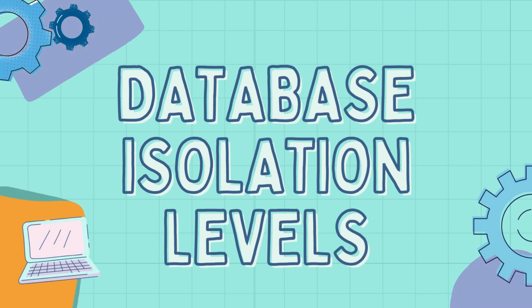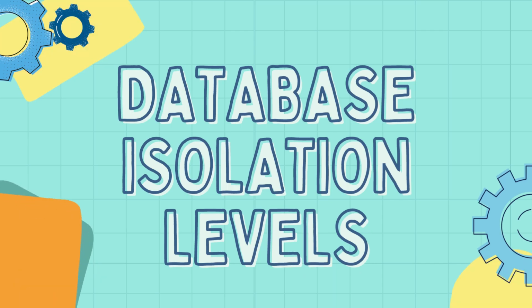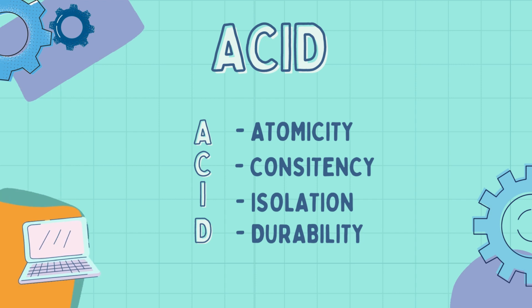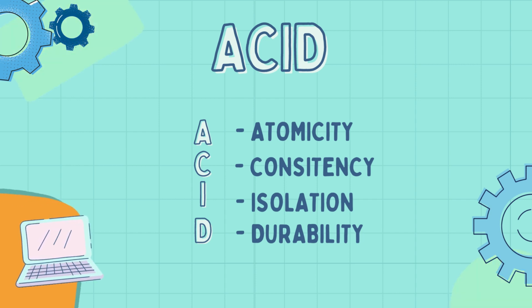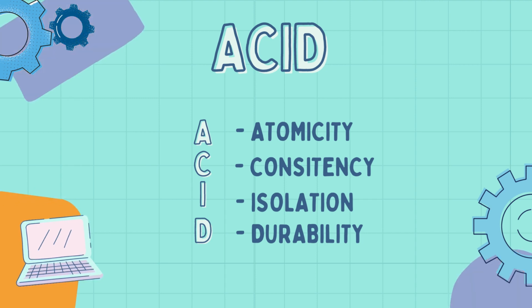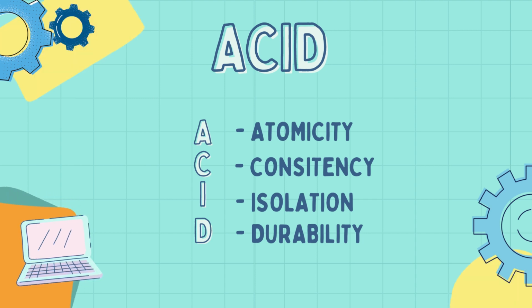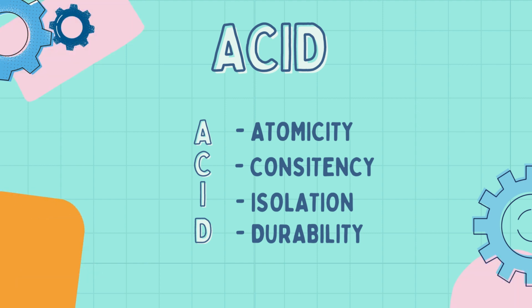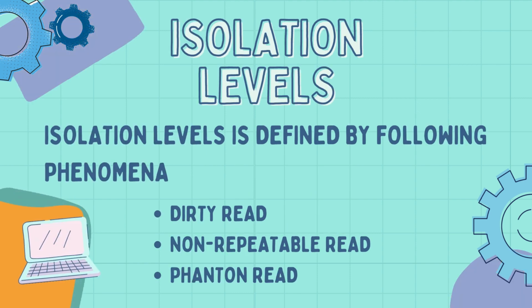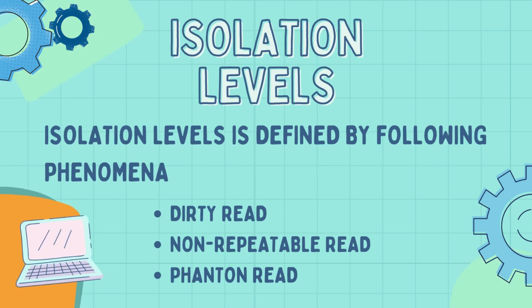Today, we are going to discuss database isolation levels. In computer science, atomicity, consistency, isolation, durability is a set of properties of database, commonly referred to as ACID properties. Among them, today we are going to discuss isolation. A transaction isolation level is defined by the following phenomena: dirty read, non-repeatable read, phantom read. Let's discuss them one by one.